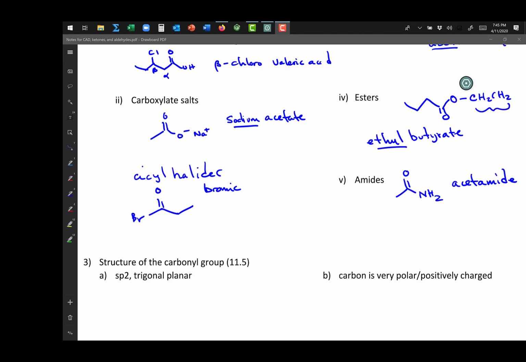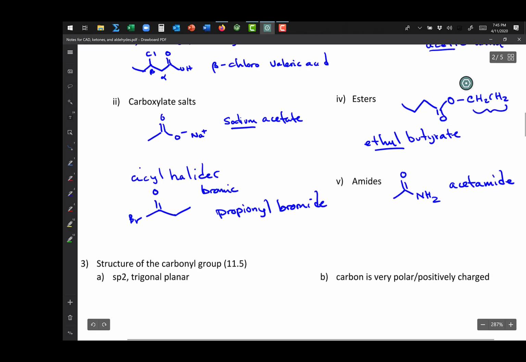And then we name it propionyl. There we go. And then bromide, adding the halogen at the end.